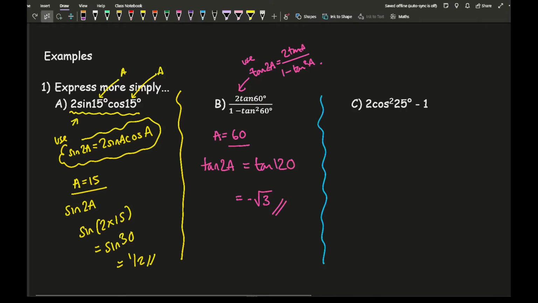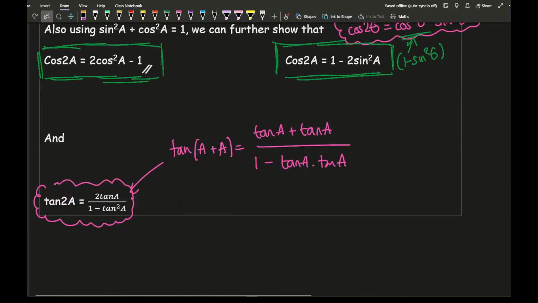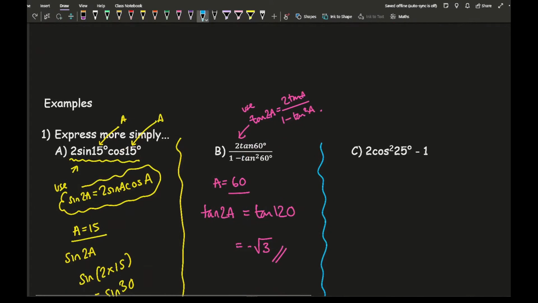And finally, moving on to C. Again, what I will do is I want to see, out of all my trig identities, which one looks familiar to this. From this, I'm going to use the trig identity that I've spotted, which is cos 2A equals 2 cos squared A minus 1. Now in this, looking at the comparisons, A is going to equal 25. So all of this is going to be equal to cos of 2A. Now if A equals 25, 2A is 50, so that's going to be the same as cos 50.